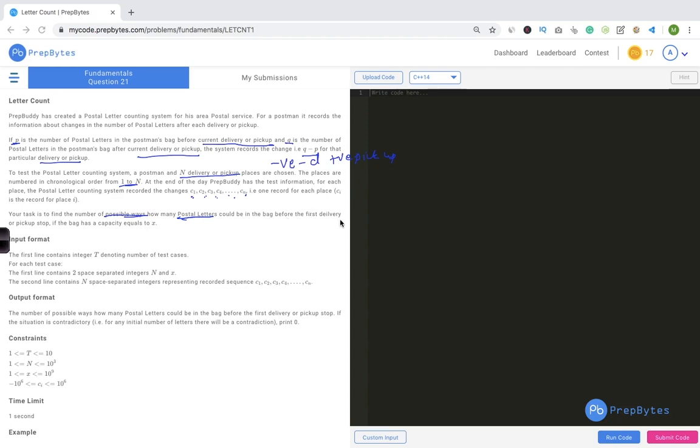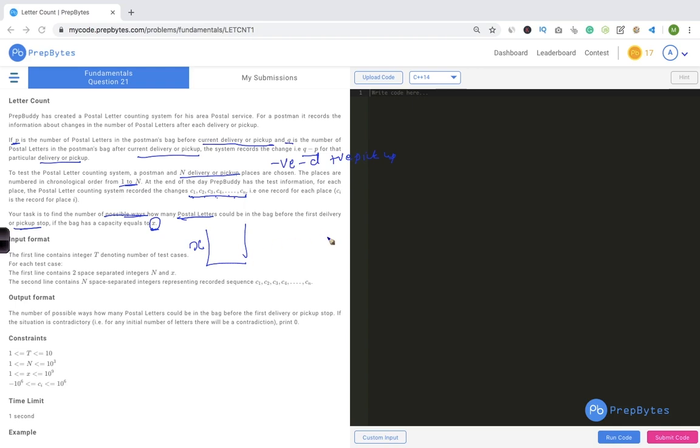how many postal letters could be in the bag before the first delivery or pickup stop if the bag has capacity X. So basically we are given the capacity as well. We are asked that if the bag has capacity X, and based on the changes given here, I have to tell what are the different ways in which the letters could be there.